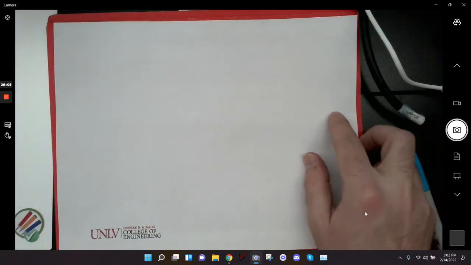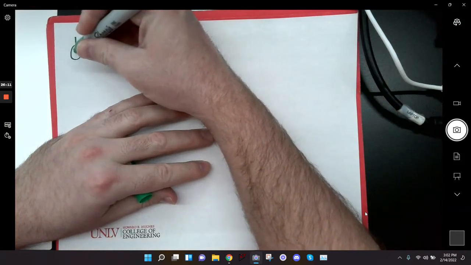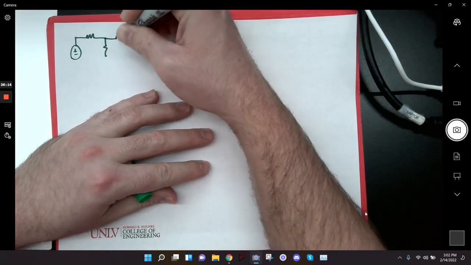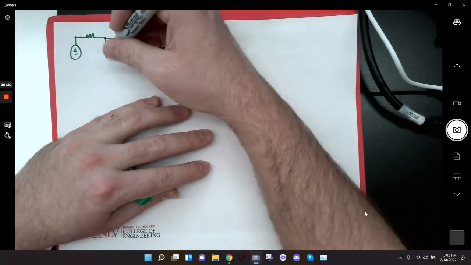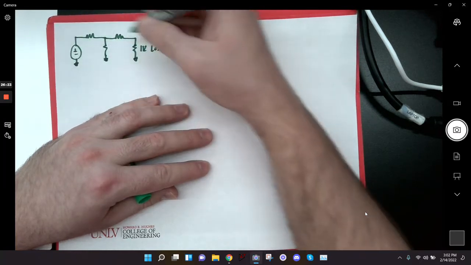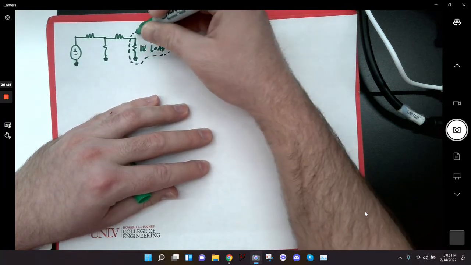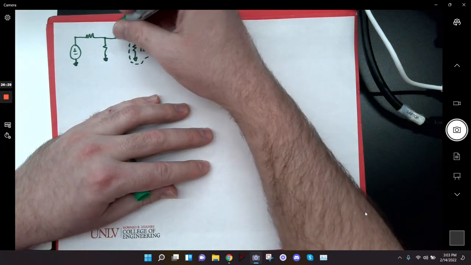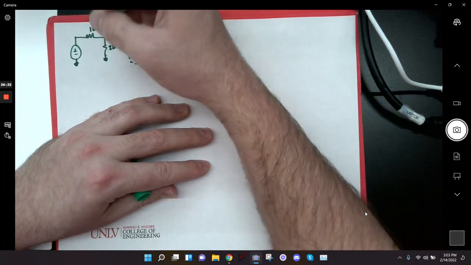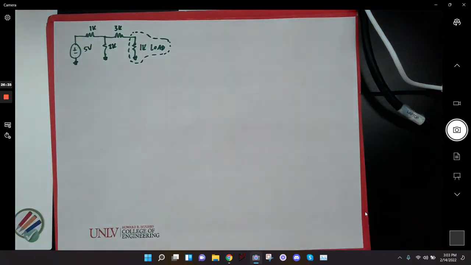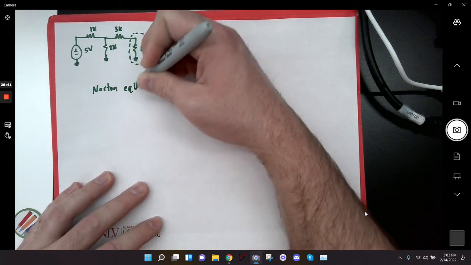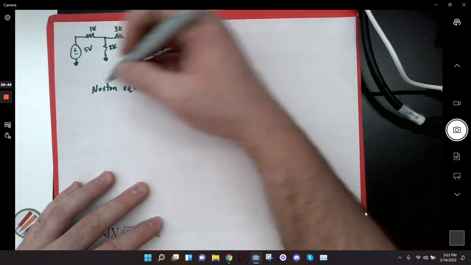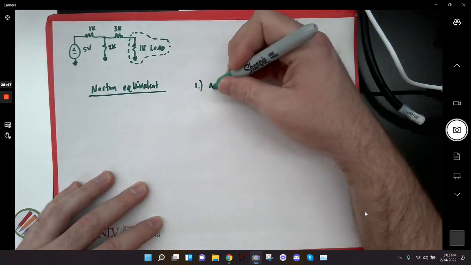I want to redraw this circuit, but I guess I'm going to have to. So this was my circuit. This is my 1K load. And then I had 3K, 2K, 1K, 5 volts. So now I want to find the Norton equivalent. So the first thing I'm going to do is find my Norton current.